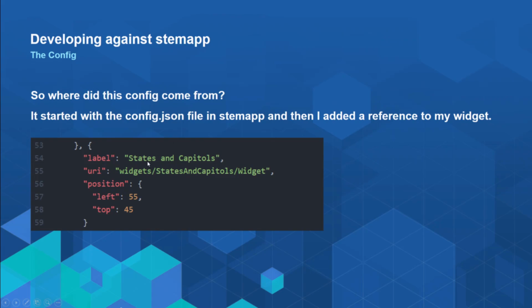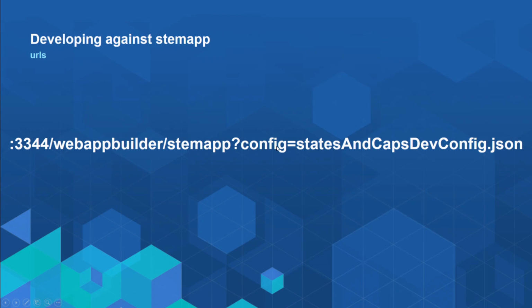This is an example of what I've done to that configuration. Likely I hijacked something that was already in that config and just replaced the URI to my custom widget and then a label for it. So it's pretty straightforward to do that. And again, here's that URL. You can have multiple config files in your repository. Just change out which one you're referencing and you can load up different widgets as you're developing them.